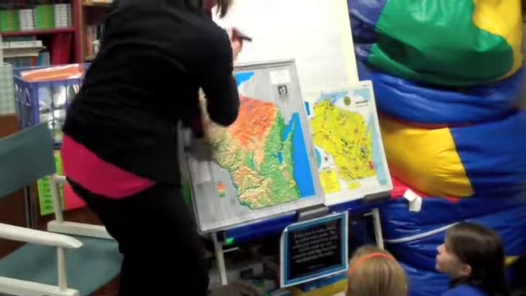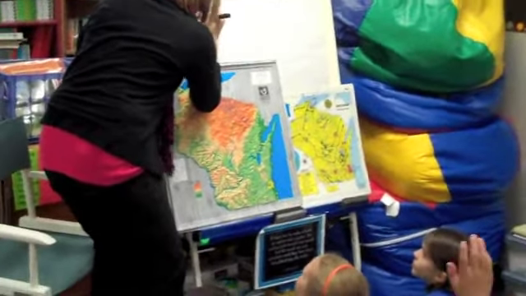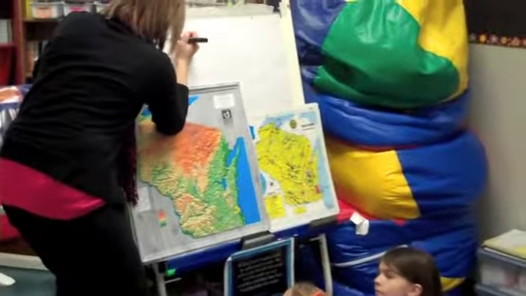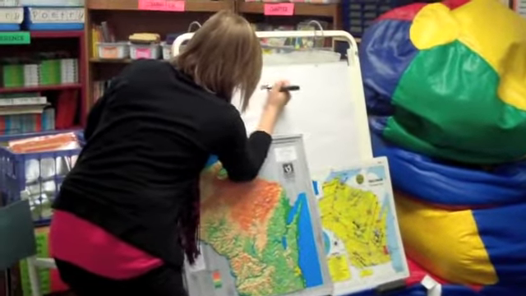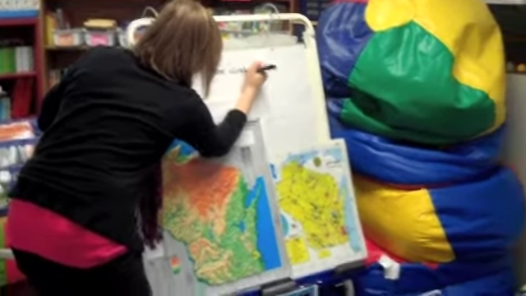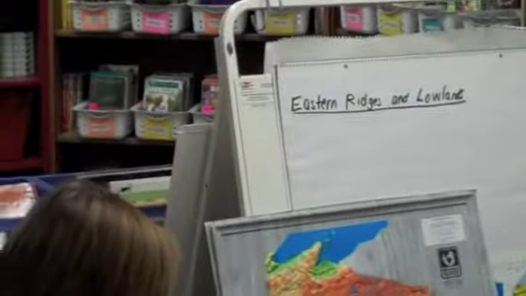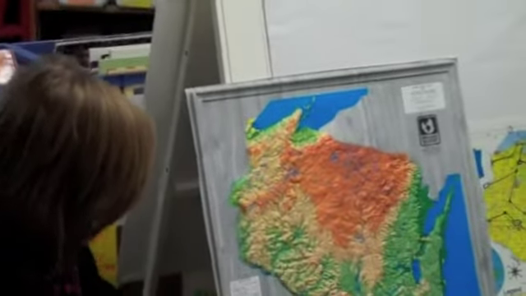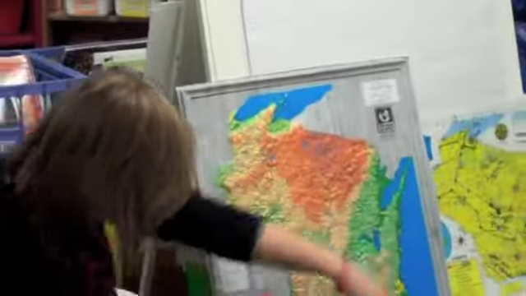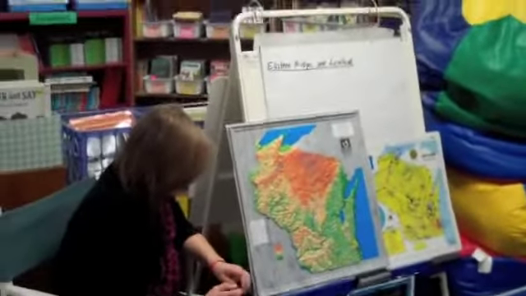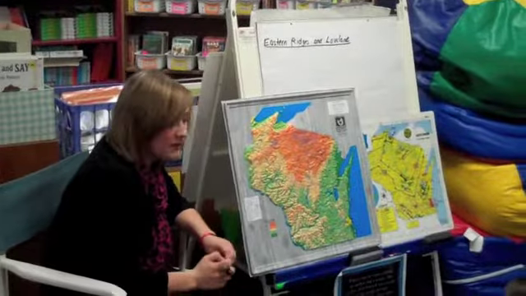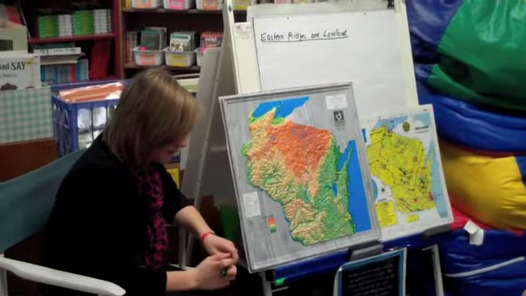The eastern ridges and lowlands. Eastern ridges and lowlands. And what can you tell me, looking at the topographical map, about the eastern ridges and lowlands? It's all green. So what is the green? Less than 700 feet from the sea level. So what does that mean? What do you think that means if it's less than 700 feet from the sea level?